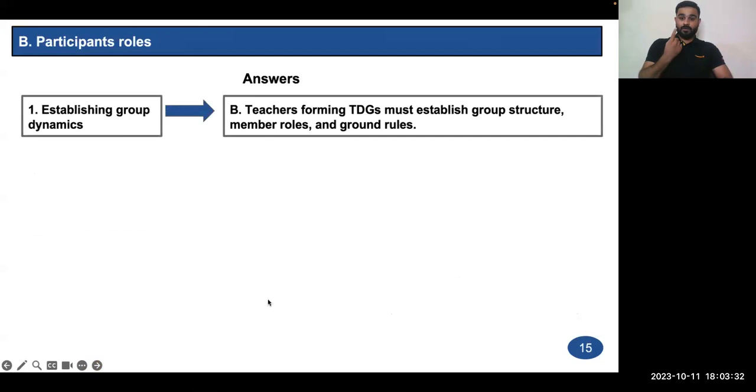First one, establishing group dynamics. Whenever we decide to establish our group, it's very important to establish the group structures: which members we have to introduce in the group, how to select the members, who will be the members, that we have to decide. Second is about members' roles, what roles they will play. And finally is about the ground rules: when the meeting will be conducted, where it will be conducted, how much will be the frequency. And finally, and most important, when we are deciding a group, we should have a purpose and goal, and that we have to decide.